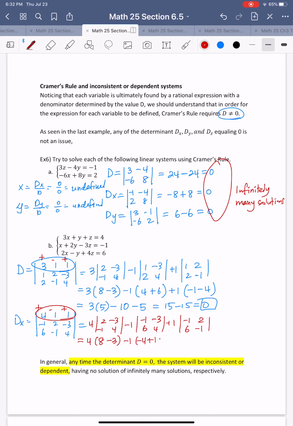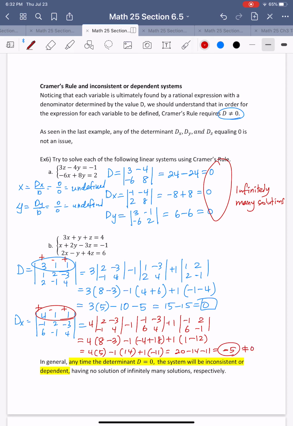-4 plus 18, plus 1 of 1 minus 12. So I got 4 times 5, -1 times 14, and plus 1 times -11. I got 20 minus 14 minus 11, which is a -5, right? So it's not equal to 0.